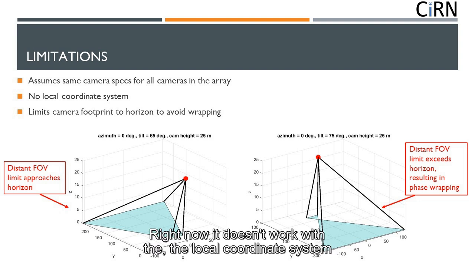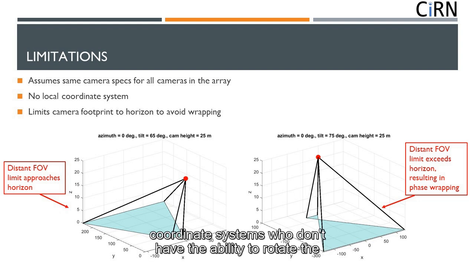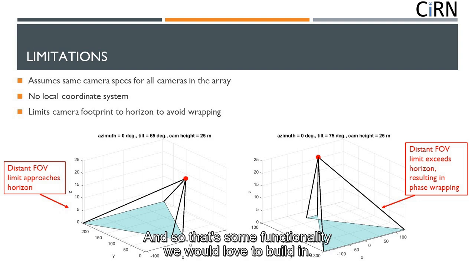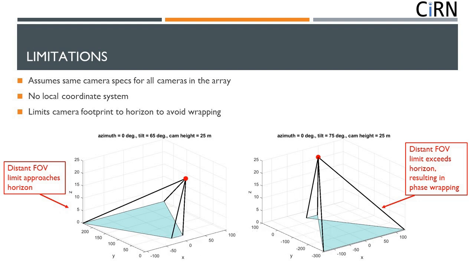Right now, the local coordinate system is just relative to the camera, and then we have real world coordinate systems. We don't have the ability to rotate the coordinate system or translate the coordinate system. That's some functionality we would love to build in if somebody gets excited and wants to do that after the workshop. That would be a great place to start contributing to the repositories.